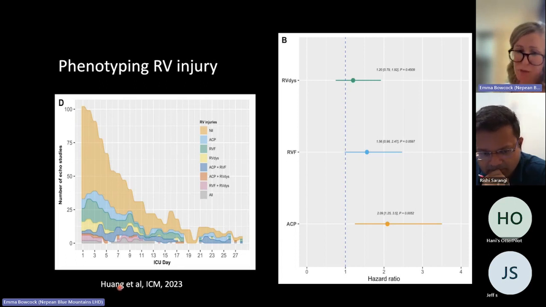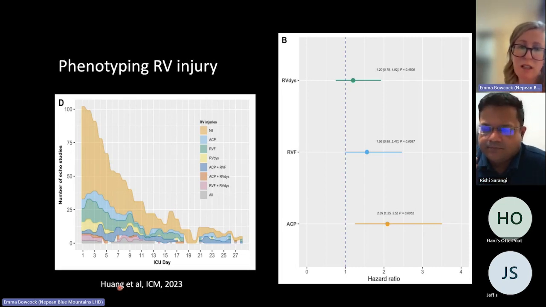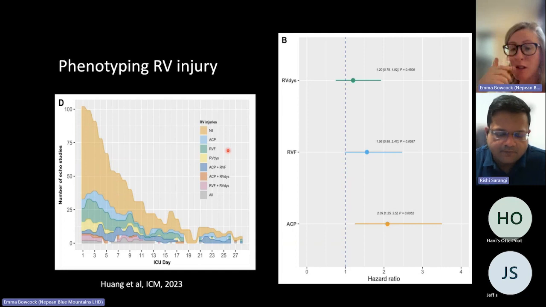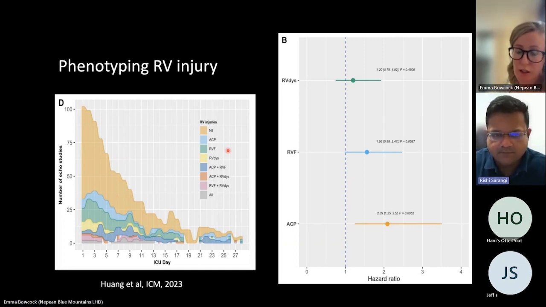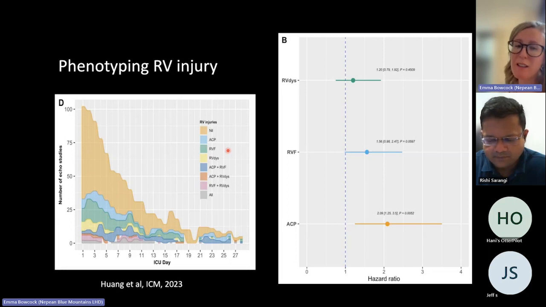So Stephen did this last year. It was a sub-study from the Echo COVID study, which probably some of you have read, and they looked at the phenotyping of RV injury. They defined acute cor pulmonale, as we talked about, RV failure as RV dysfunction. So TAPSE less than 17 plus a CVP of more than 8 is what they were using as their cutoff, or a dilated IVC. That's how they defined RV failure in the study.